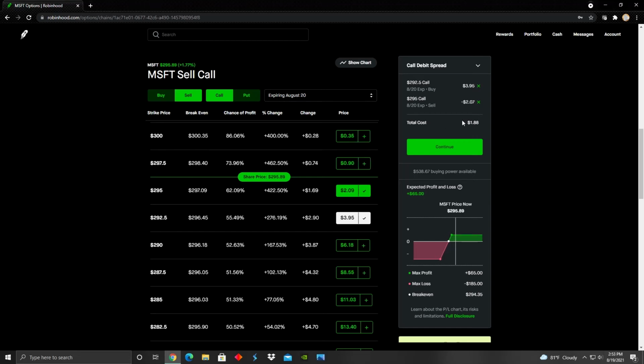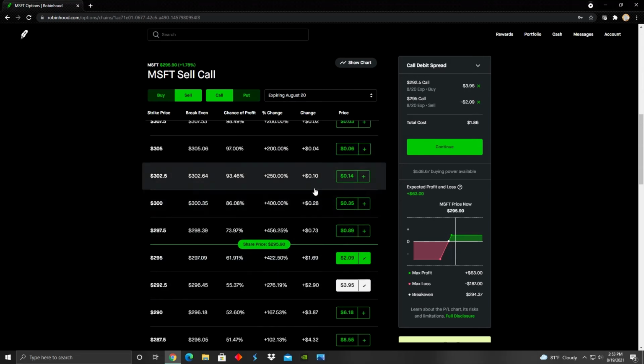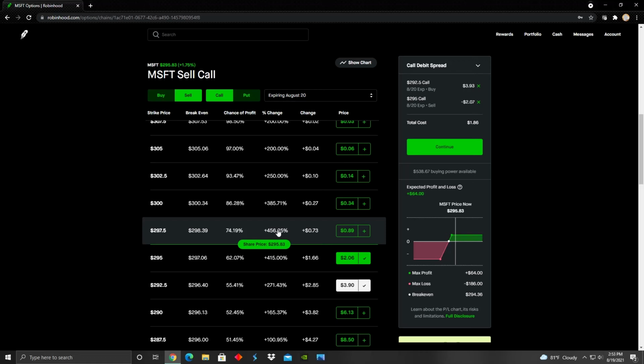Whenever you buy a call debit spread, the max that you're risking is however much you spent, and your max profit is shown right here. So the higher the call debit spread is on the calendar that you open up, the greater your max profit will be.